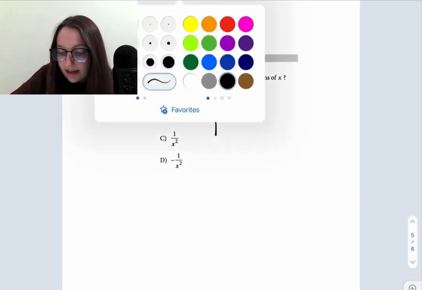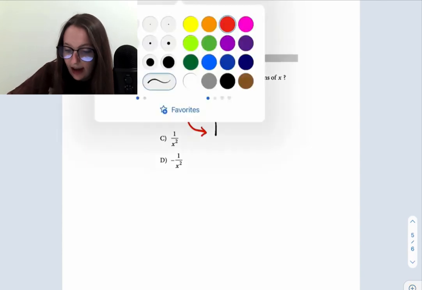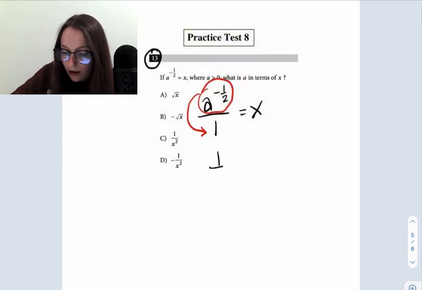And as we just discussed in the last problem, you can go ahead and make this a positive exponent by flipping it over the fraction bar. So this then would become 1 over a to the 1/2 is equal to x. And as we said, a to the 1/2 is exactly the same thing as taking the square root of a, and that's equal to x.